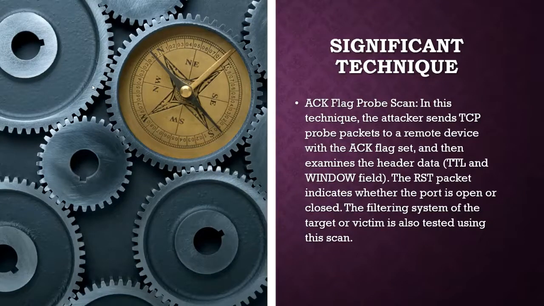ACK flag probe scan. In this technique, the attacker sends TCP probe packets to a remote device with an ACK flag set and it examines the header data, TTL, and window field. The RST packet indicates whether the port is open or closed. The filtering system of the target or victim is also tested using the scan.